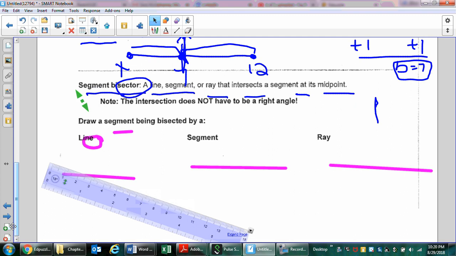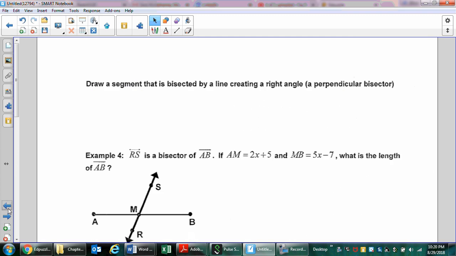So let's skip through this one, because I wanted to bisect it halfway so that it doesn't look like they're not in between. So we will also do this one. Draw a segment that bisects by a line creating a right angle, a perpendicular bisector, and we'll go over that in class.